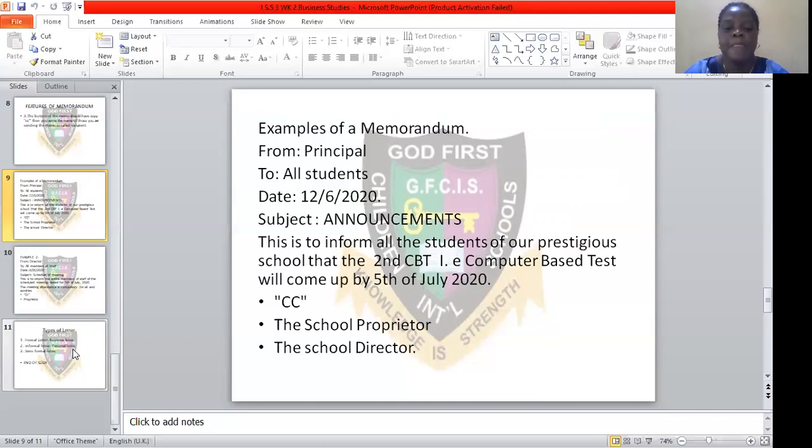Announcement. Then the closing of it is the copy, which is the school proprietor and the school director. Don't forget, the school proprietor is a member of the management team. The same thing with the school director, who is on the management team as well. Then that is an example of a memorandum.